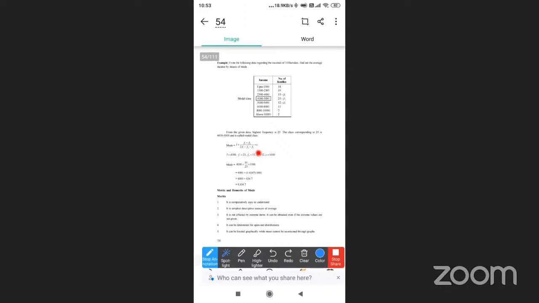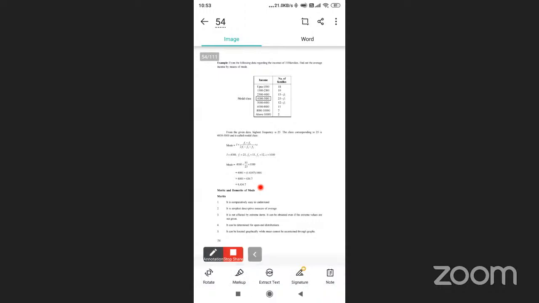Okay, substitute the values in this equation. You should get a value of 4434.7. Solve it within 1 minute. Solve it.